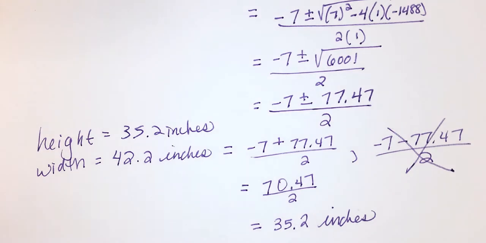So I realize that was a long problem. Just be very careful with your signs and plugging in your numbers. But remember the Pythagorean theorem, a squared plus b squared equals c squared.